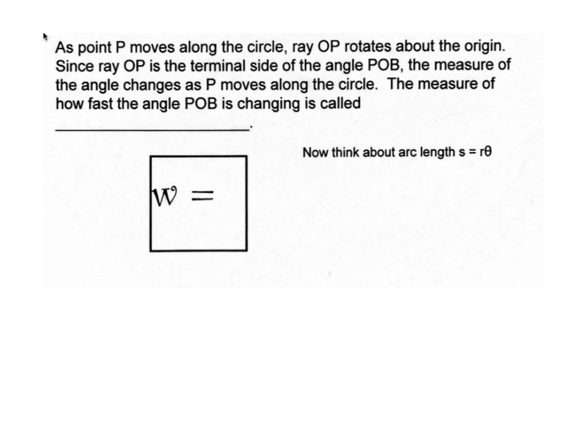As a point moves along the circle, a ray OP rotates about the origin. So I'm going to draw myself a circle. And I have this point P here. And if I think about that as being my origin, I have a ray that is rotating around my circle. The speed at which that angle changes is called angular velocity.